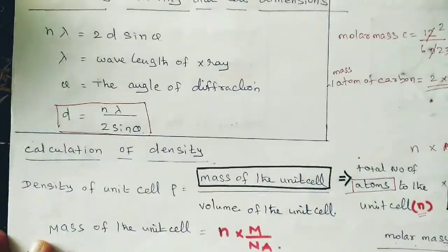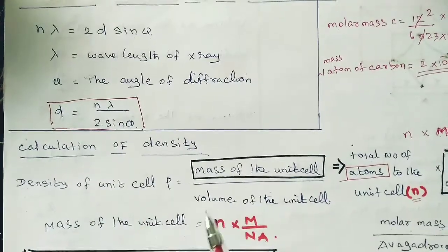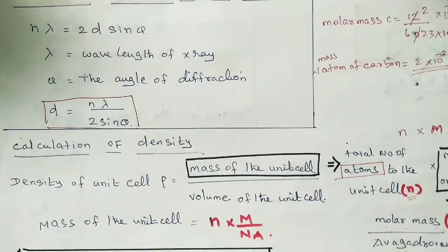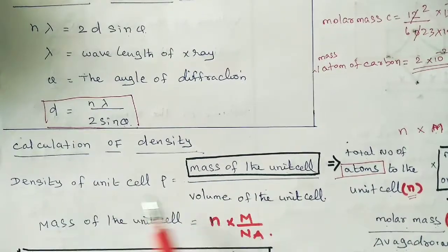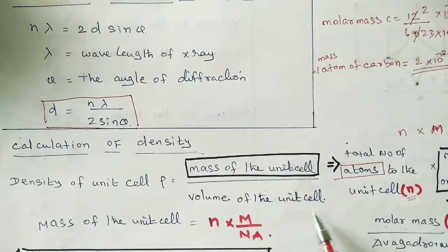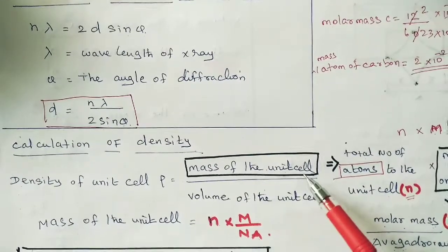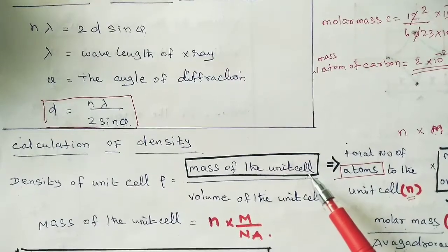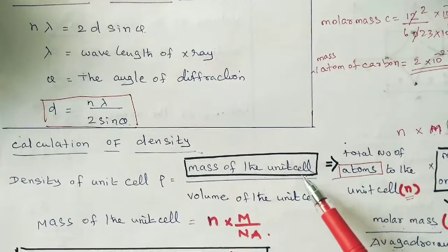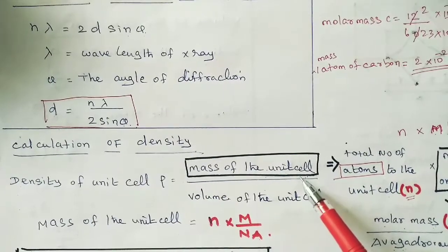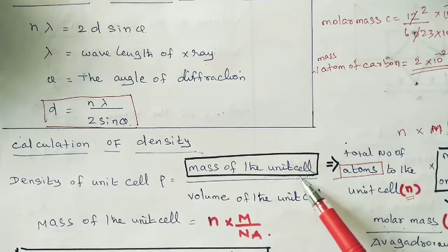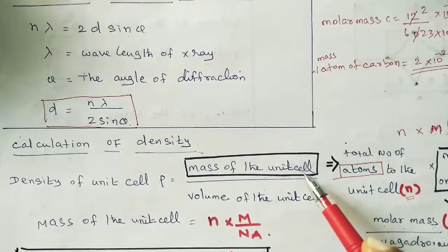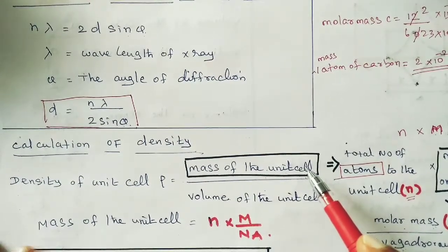Next one, calculate the density of the crystal system. The density, denoted by the symbol rho, of a unit cell is the mass of the unit cell divided by the volume of the unit cell. First we take the mass of the unit cell. The mass of each unit cell depends upon the atoms the unit cell contains. There must be 8 atoms in the corners, and the remaining atoms may be present at face centered or body centered positions.